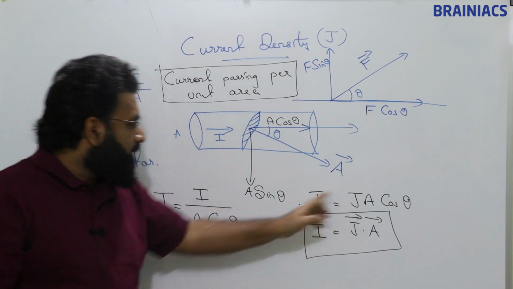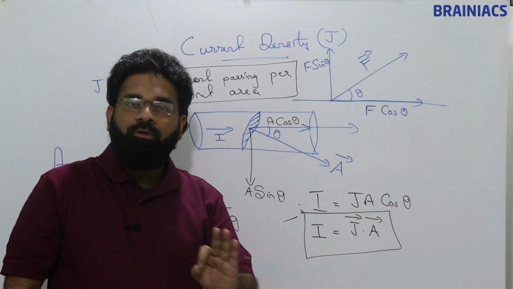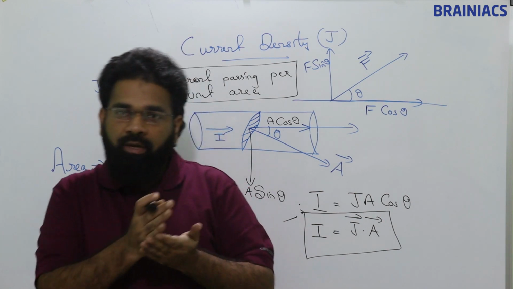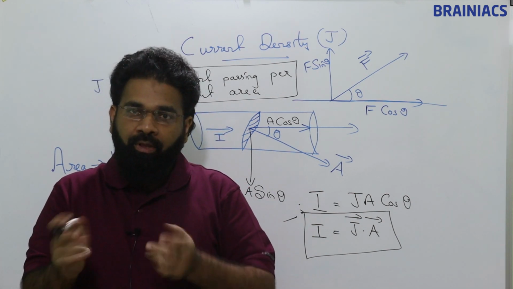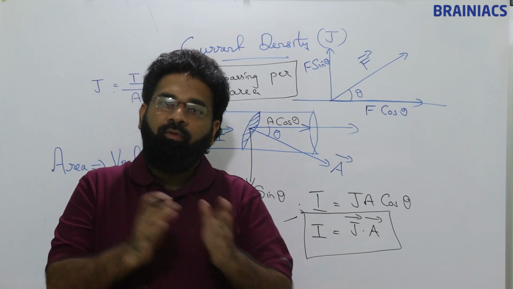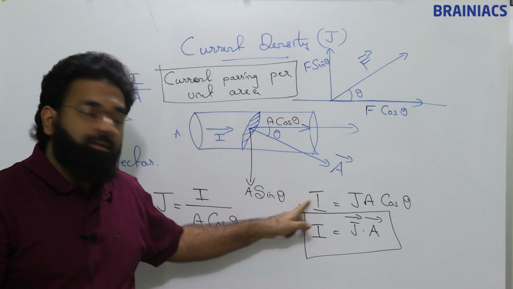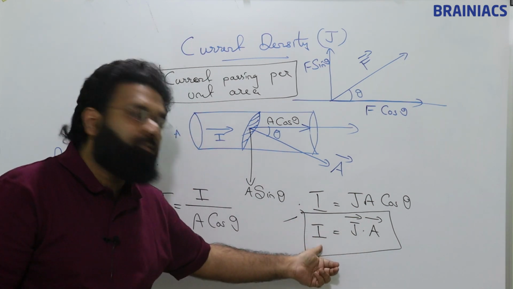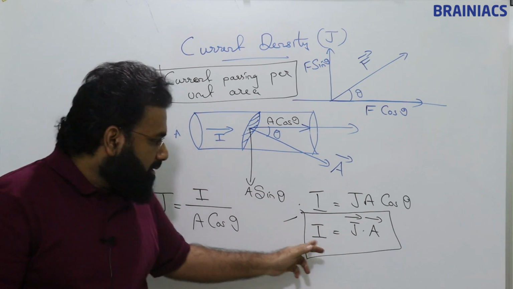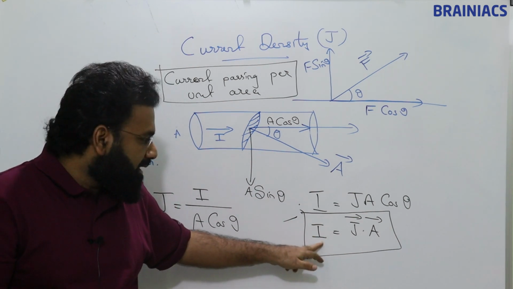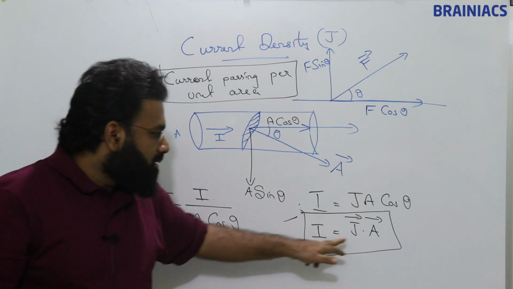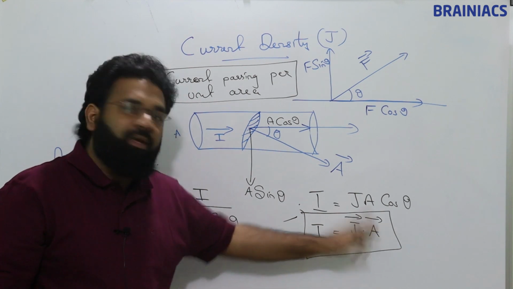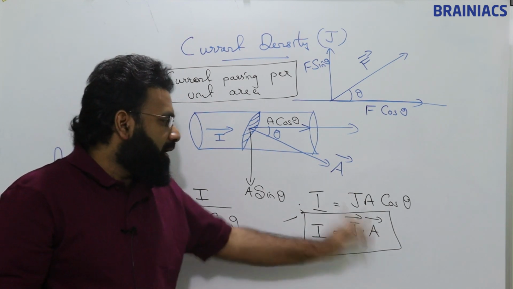So here I is equal to J A cos theta. So vector algebra: a physical quantity into another physical quantity into cos theta. If they both are vectors, then we will be getting a scalar result. So the dot product of two vectors will give a scalar result. Here the scalar result I is a scalar, J is a vector, A is a vector. So this is how we can relate current density.